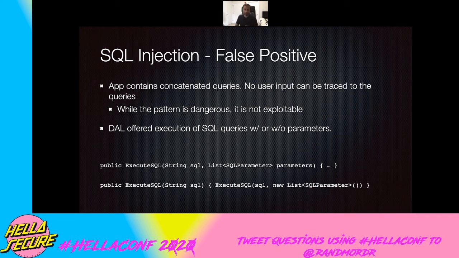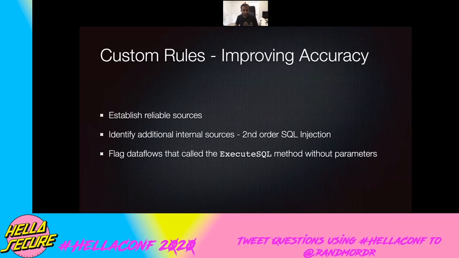So we took a two-step approach to solving this. The first one was a quick hit where we said, we're going to identify every place that's using that second method in their data flow.